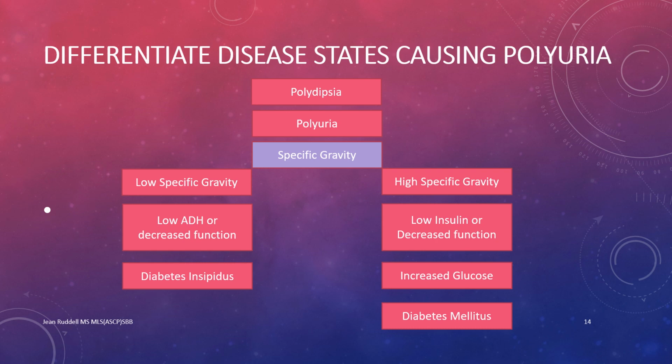We can differentiate disease states caused by polyuria. A urinalysis can differentiate polydipsia caused by diabetes insipidus from diabetes mellitus. If a person has increased thirst or polydipsia, they will usually have polyuria. If we test the specific gravity and it is low, this is due to low levels of antidiuretic hormone, ADH, or a decrease in the function of ADH. This is diabetes insipidus. When a person has polydipsia and polyuria and the specific gravity is high due to glucose in the urine, this is caused by low insulin or insulin resistance in diabetes mellitus.